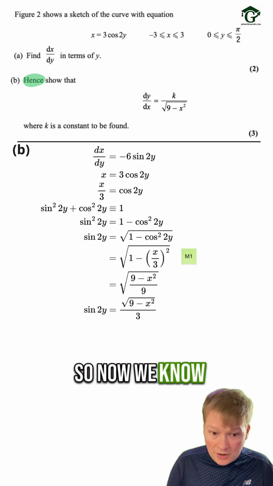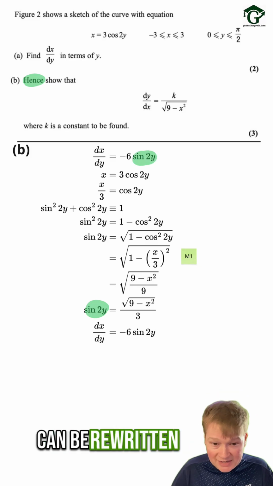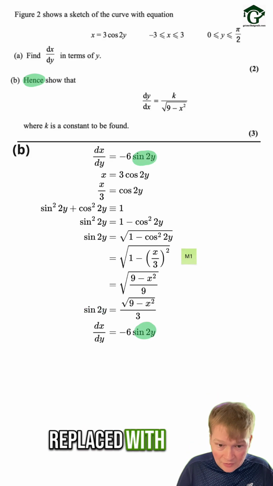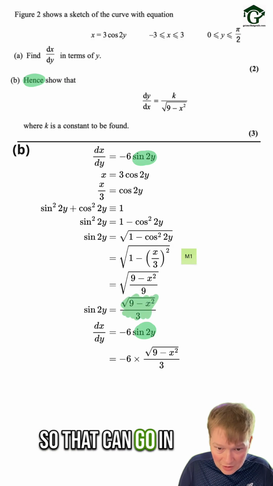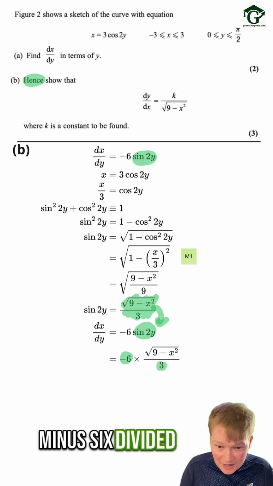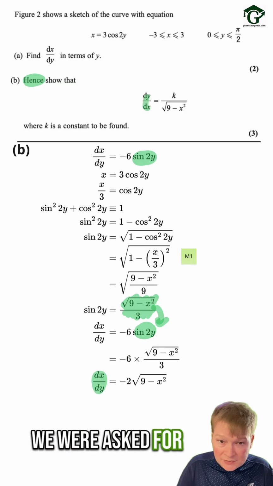So now we know that sine 2y, which was part of dx/dy, can be rewritten in another way. That sine 2y, that's here, can be replaced with what we have here. So that can go in this slot to appear here. And you see that then we have minus 6 divided by 3, that's minus 2. But be careful, that's dx/dy. We were asked for dy/dx.